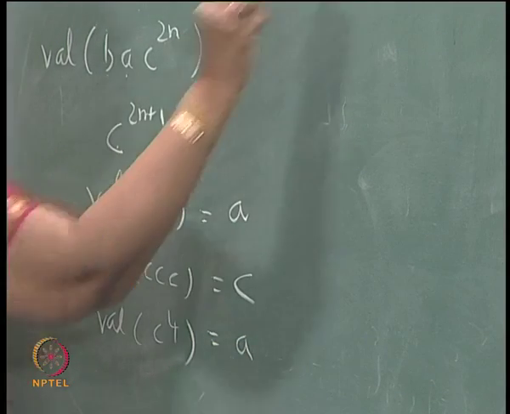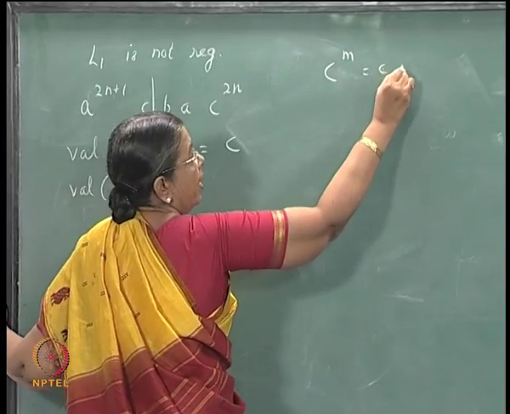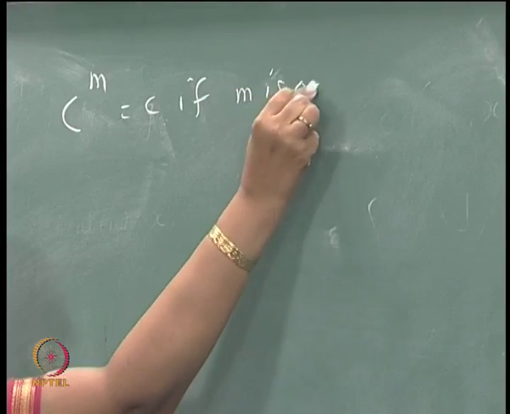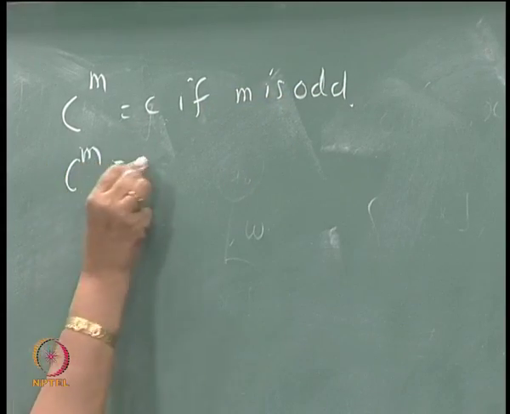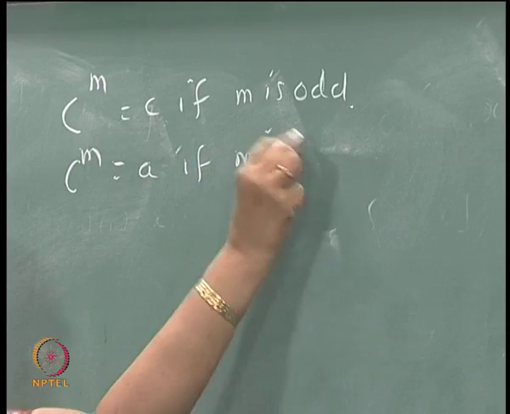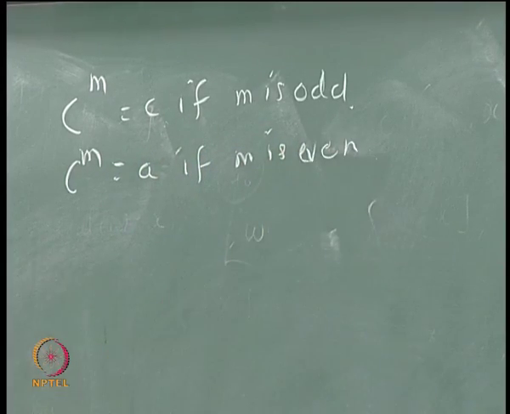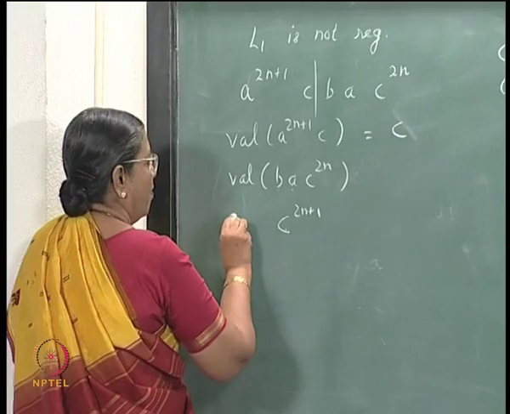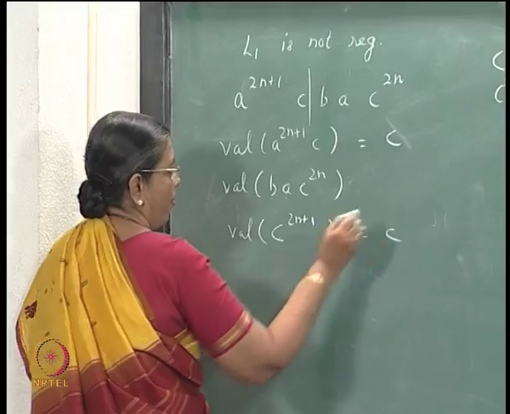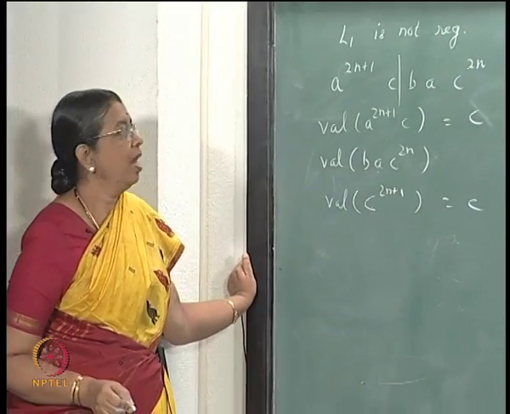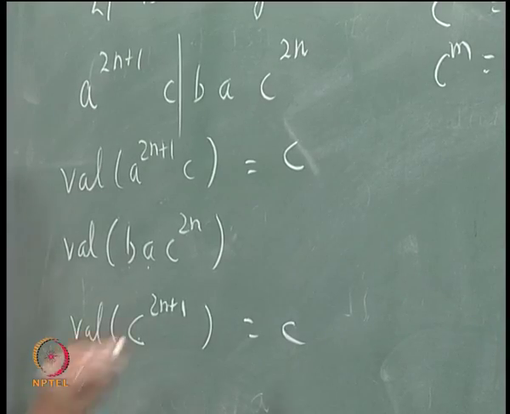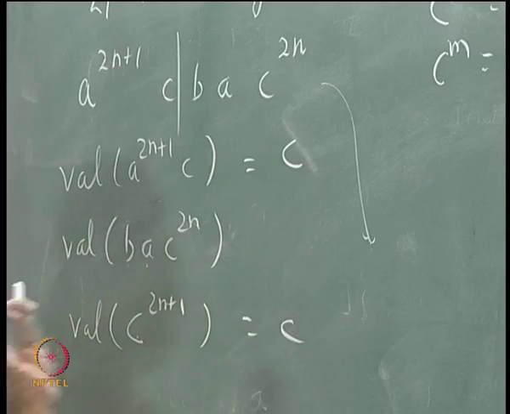So, C power m equal to C if m is odd, C power m is equal to A if m is even. So, here you are having odd C, this is the same as value of this. So, this portion evaluates to C, this portion evaluates to C. What does that mean? This satisfies the condition given here.